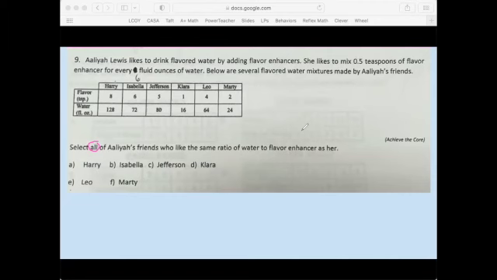So the first thing I'm going to do is, in this problem, I see the two quantities are water and the amount of flavor. But I'm going to do it in the order of this table. So the amount of flavor, which is the powder, and the amount of water. What it's telling me is that the amount of flavor is going to be half a teaspoon.